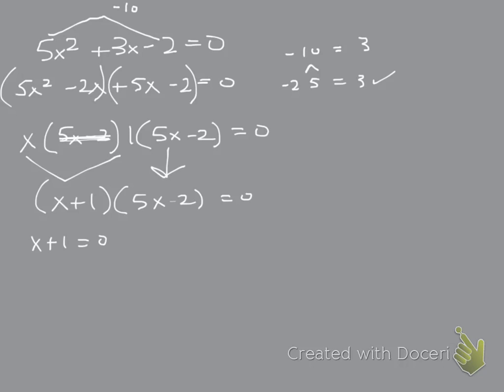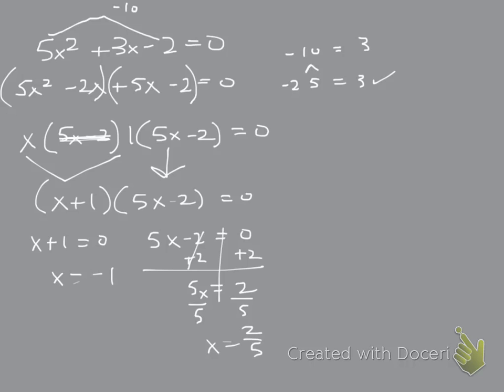x plus 1 equals 0, and 5x minus 2 equals 0. And then I have x equals negative 1. That's the easy one. What do I do over here? Add 2 to both sides, leaving me with 5x equals 2. Divide by 5. So x equals 2/5. So if I put it in a solution set, I have negative 1 comma 2/5. And there's my answer.